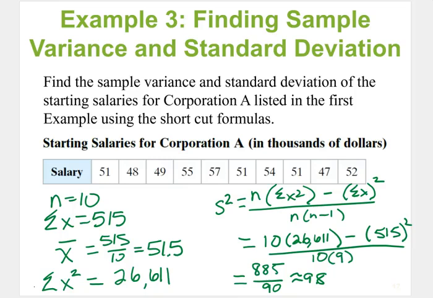And then if you want to take the square root of that, that will give you your standard deviation. So the square root of 885 over 90, and that will give you approximately 3.1. So $3.1 thousand is your standard deviation. So I find that to be a much more efficient method using those shortcut formulas. So I highly recommend that you do the same.